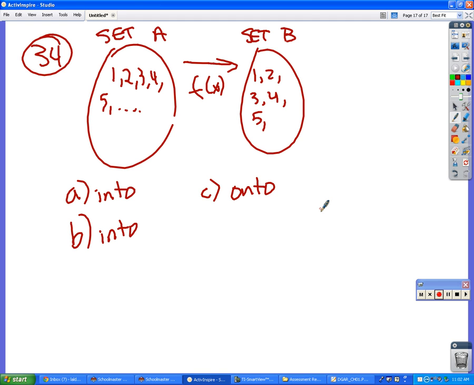All right? And then the last one says it maps every number to its square. So 1 would come out as 1. 2 would come out as 4. 3 would come out as 9. So are we into or onto? That's into, because obviously we skipped a lot of whole numbers in our answers. All right? So I don't know what that's all about, but there you go.